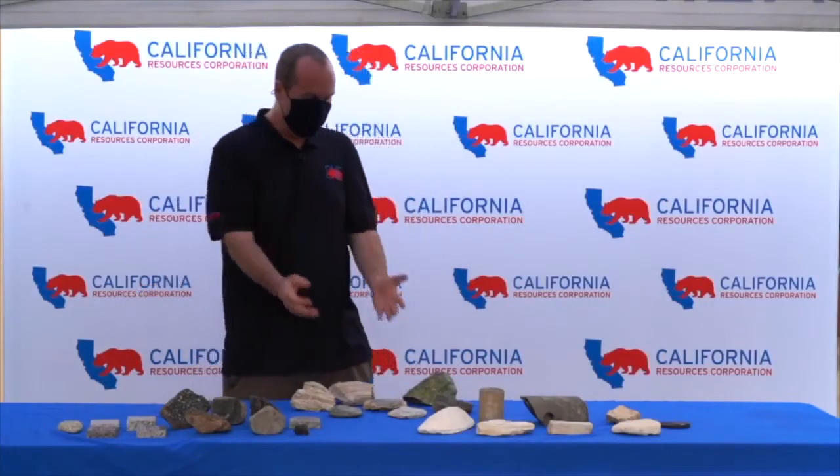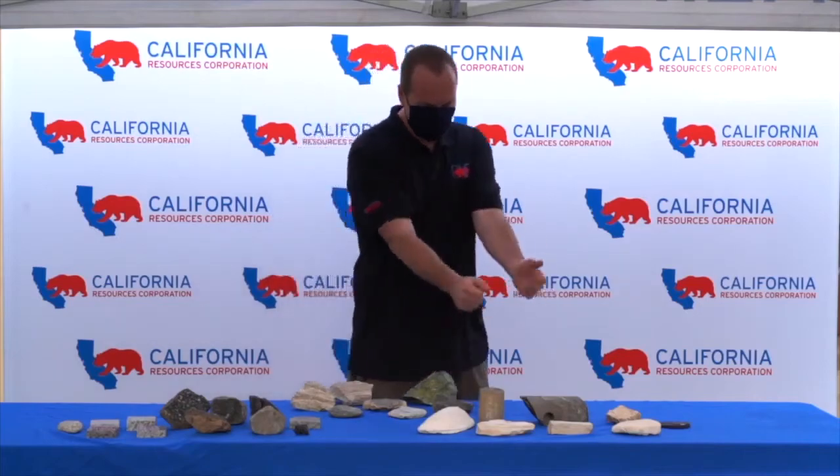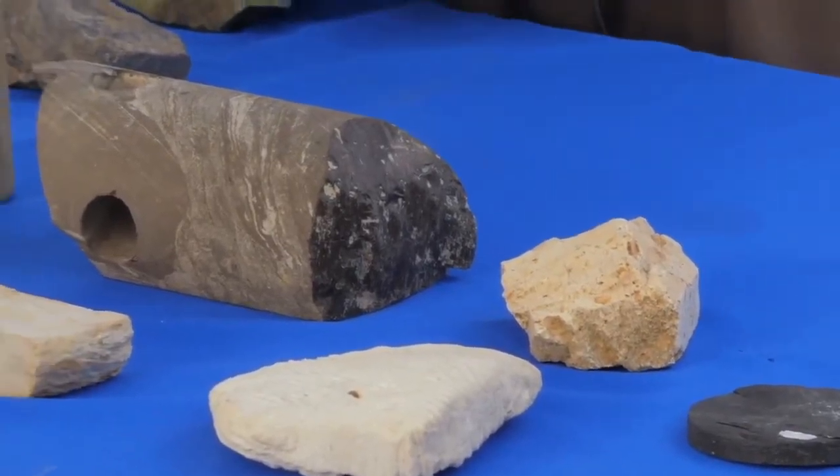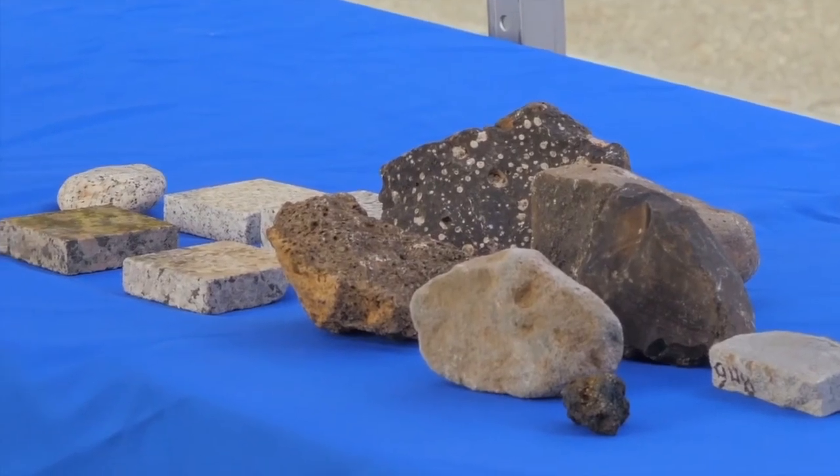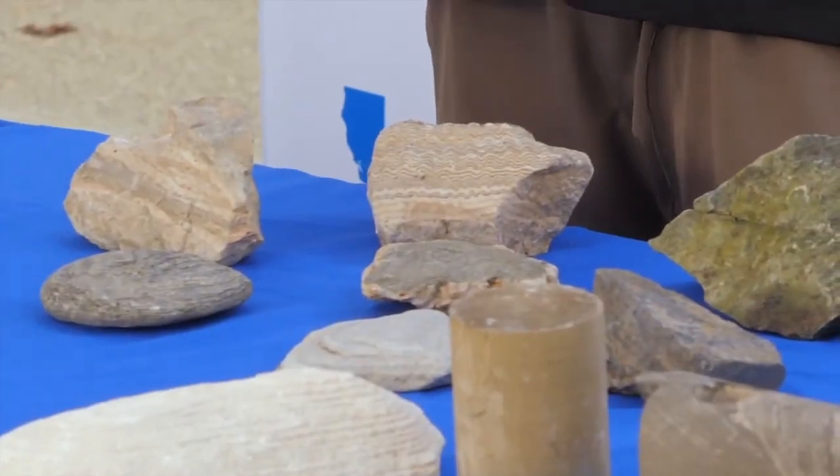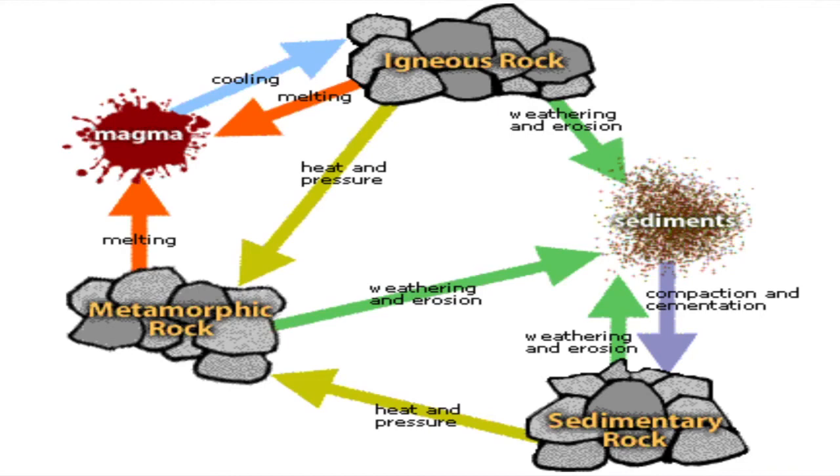So these are our three groups of rocks: igneous, metamorphic, and sedimentary. Sedimentary formed from grains, igneous formed from a melt, and metamorphic formed under intense heat and pressure without melting. So when you start your own rock collection, you can group them into these three groups.